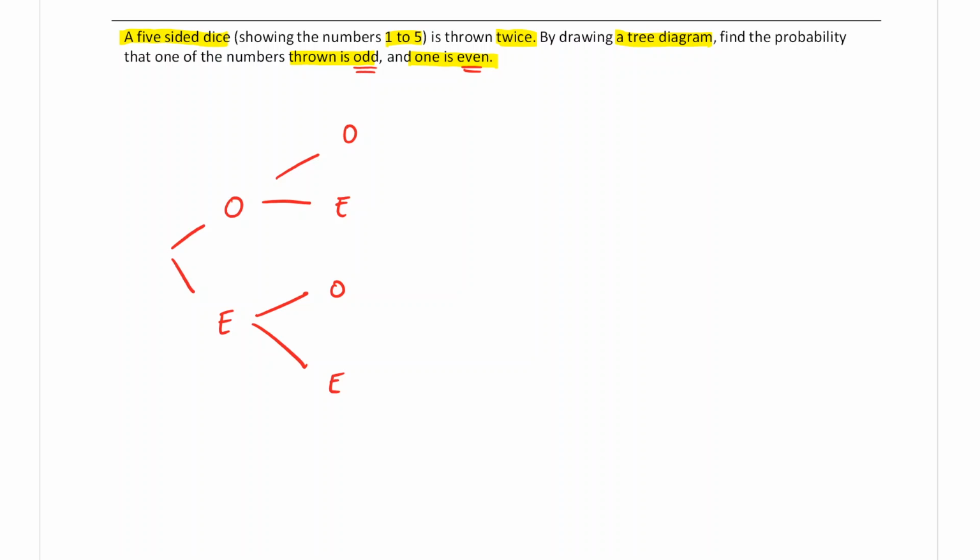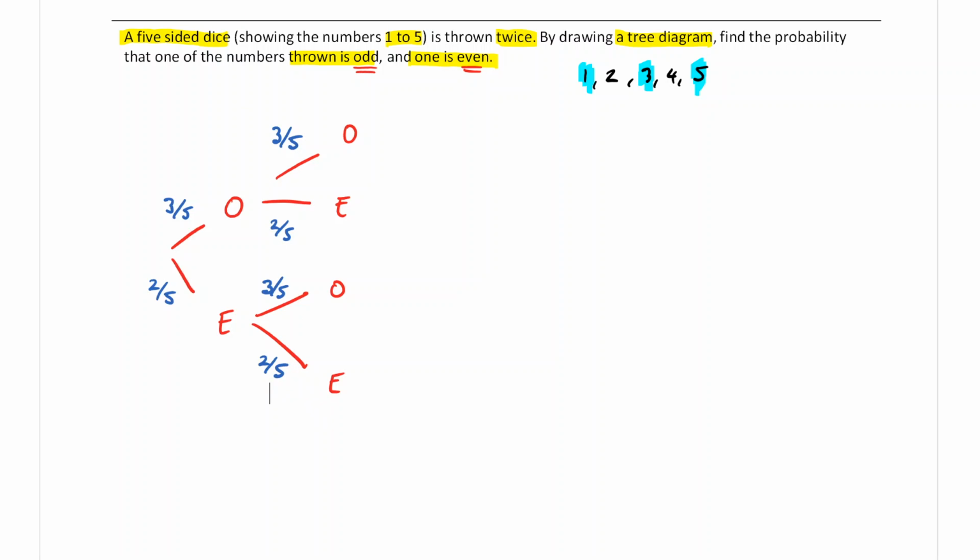Now we need to figure out what the probability of getting either an odd or even is. Now, I know that this 5-sided dice has the numbers 1, 2, 3, 4, or 5. How many odd numbers do I have? I have 1, I have 3, and I have 5. So that means 3 out of 5 of my options are odd. So I'm going to write 3 on 5 here, which means 2 on 5 are even. So there's a 3 on 5 chance I'll get an odd, 2 on 5 chance I'll get an even, 3 on 5 chance I'll get an odd, 2 on 5 chance I'll get an even.